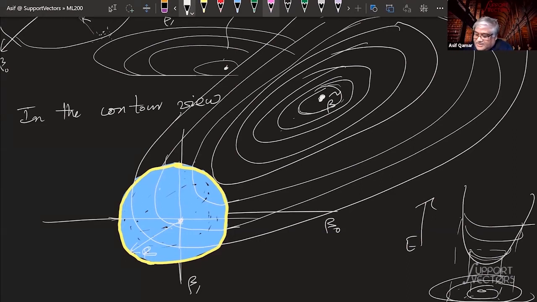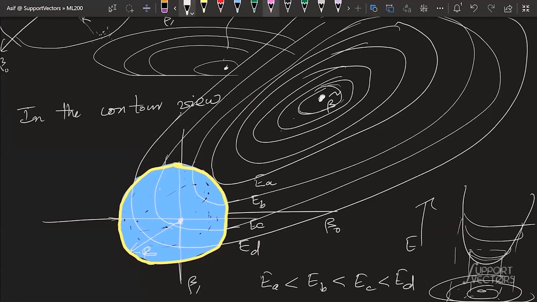So let me call this surface EA. This surface is EB. This surface is EC. This surface is ED. So if you want to find within your circle a point which has the least error, would you agree that these are constant error surfaces, and EA is less than EB, is less than EC, is less than ED? Yes. That is clear.